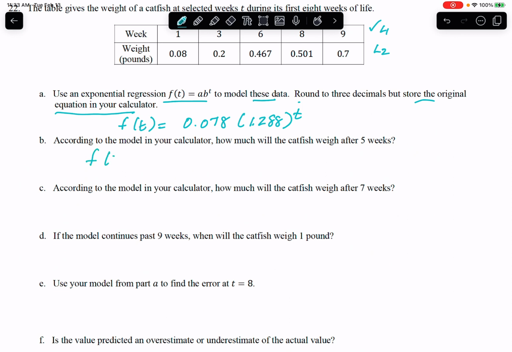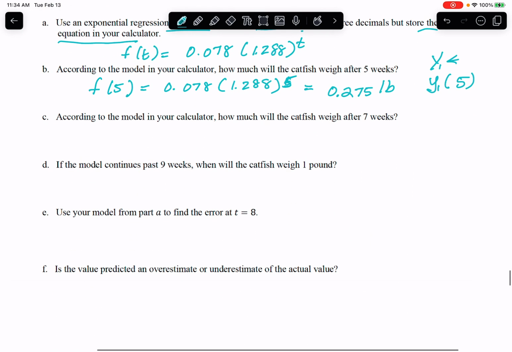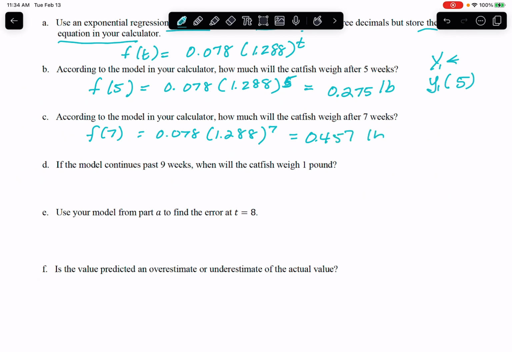So you would write f of 5 is equal to 0.078 times 1.288 to the t. Now, if you kept your y1 in there like I showed you, then you can do y1 of 5. So that's equal to 0.275 pounds. How about after 7 weeks? So f of 7 is 0.078 times 1.288 to the 7th, which is 0.457 pounds. Again, you would do y1 of 7.